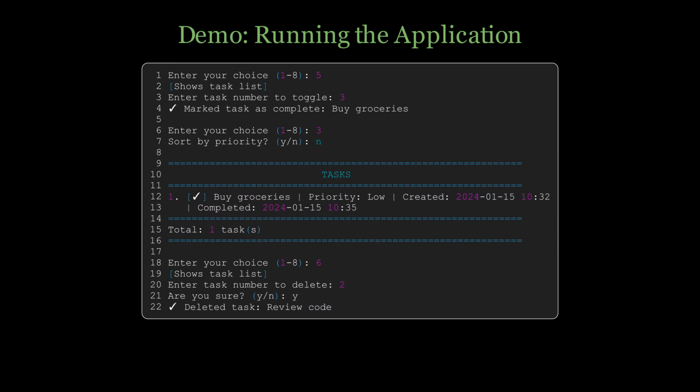Finally, we choose option 6 to delete a task. We select task number 2. The system asks for confirmation to prevent accidents. We confirm with Y, and the task is deleted. The system confirms the deletion. Our task list is now smaller.